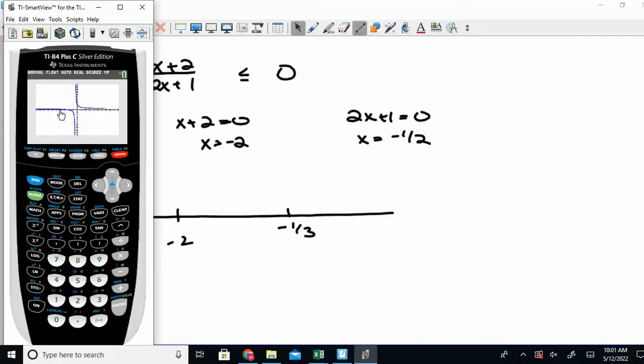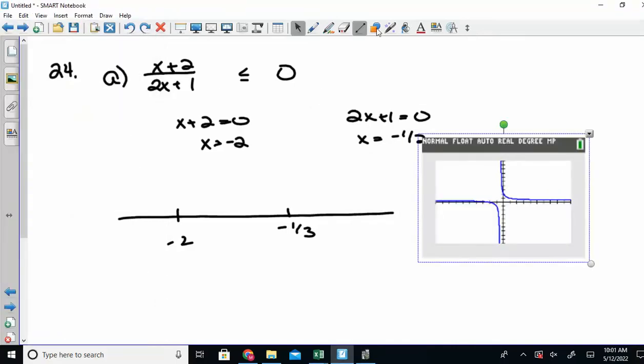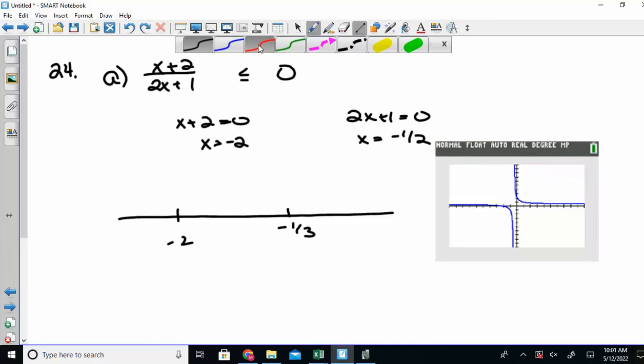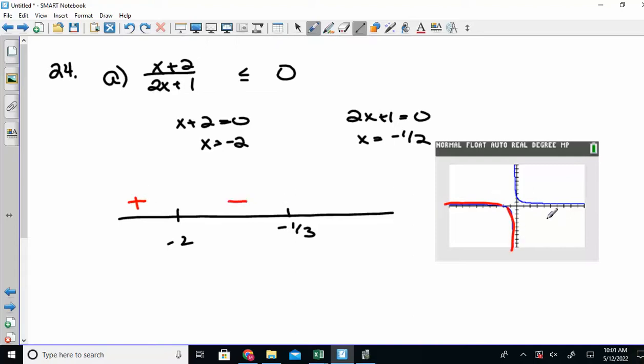So if we look, this part is above the x-axis. So that means we're really looking to see if it's positive or negative. If it's above the axis, that's positive. So until we get to -2, that part was positive. After -2, the graph drops below, so it was negative. And then at -1/3, we jumped back up here, so this section was positive. We wanted less than or equal to 0.